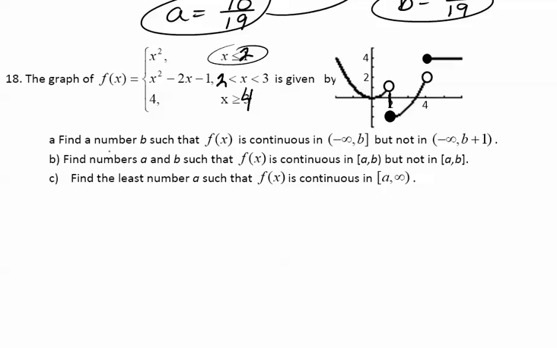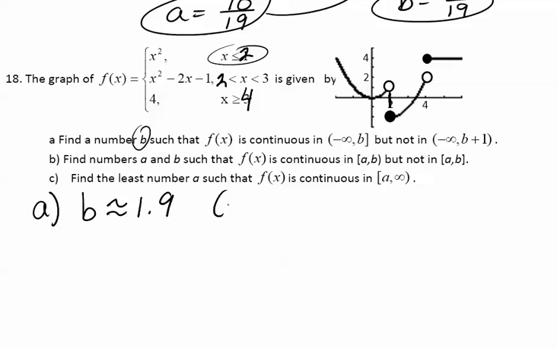All right, so we want to find a number b, so that f of x is continuous from negative infinity up to the closed endpoint of b, but not continuous from negative infinity to b plus 1. So, for example, I can see here that we can go right up to 2. So we could let b, for example, be something like 1.9.